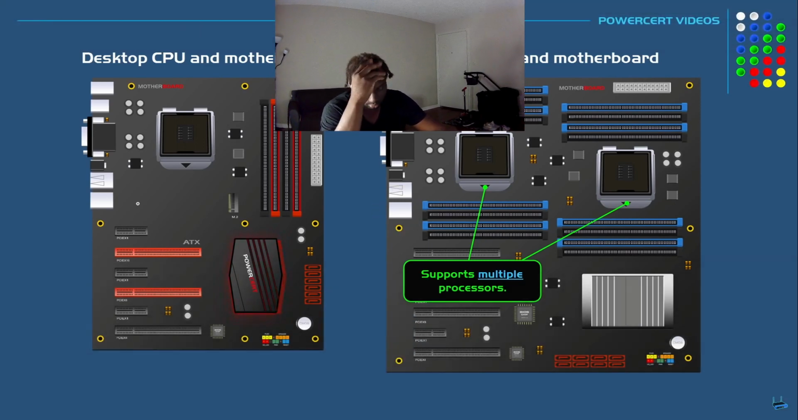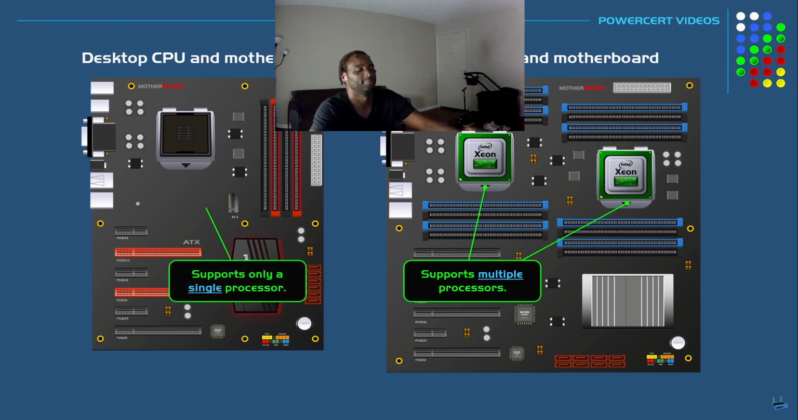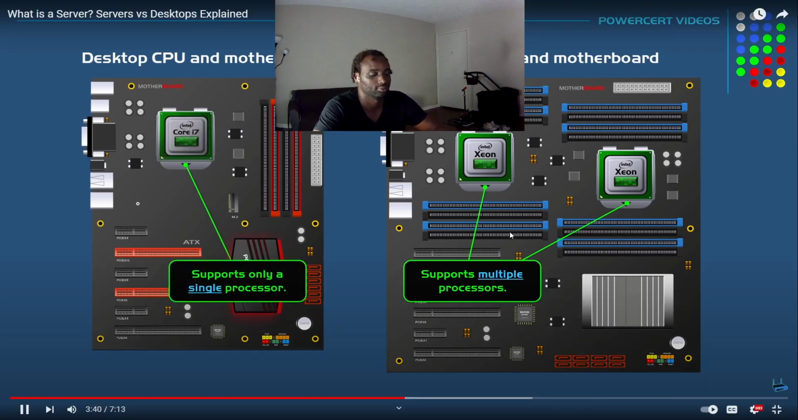So they are designed to work with other processors, which means you can put 2 or more Xeon processors on a motherboard designed for servers, which is what a lot of servers need to handle a large workload. But desktop processors do not support this. They are only designed to work by themselves.